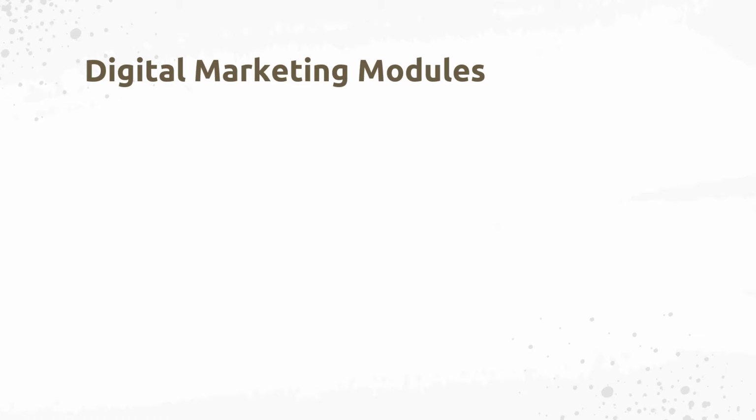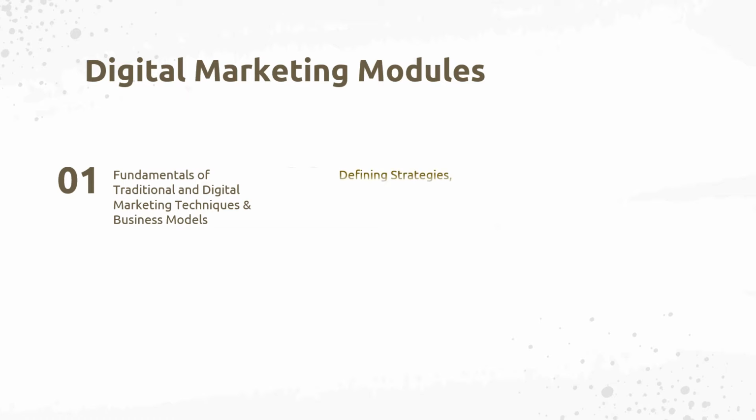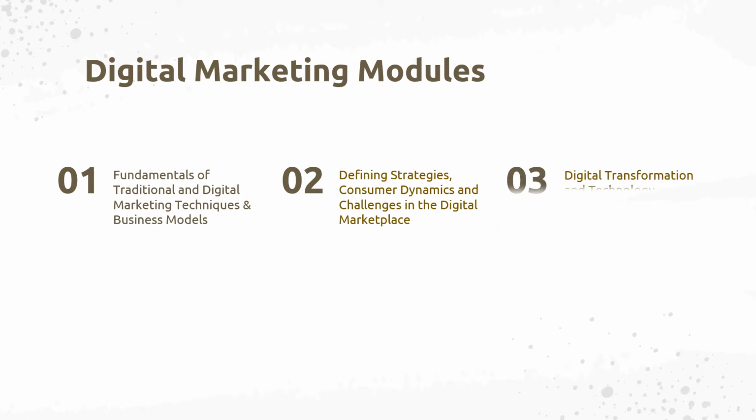There are 6 modules to this digital marketing course. First, we will start with the fundamentals of traditional and digital marketing techniques and business models. Then we'll get into defining strategies and consumer dynamics and challenges when competing in the digital marketplace. And then we'll move on to, in Module 3, Digital Transformation and Technology, which is all about how to develop the right techniques and applying the right technologies to your marketing plan.